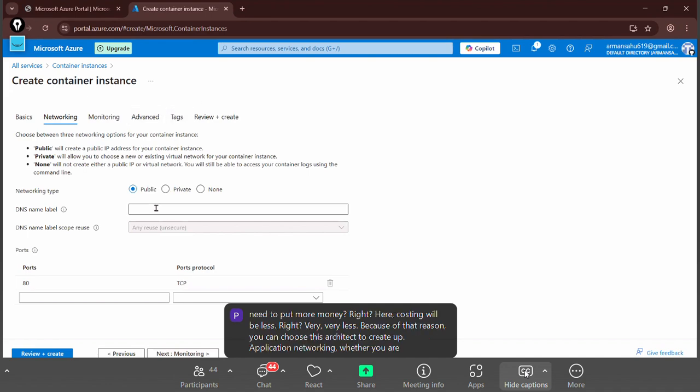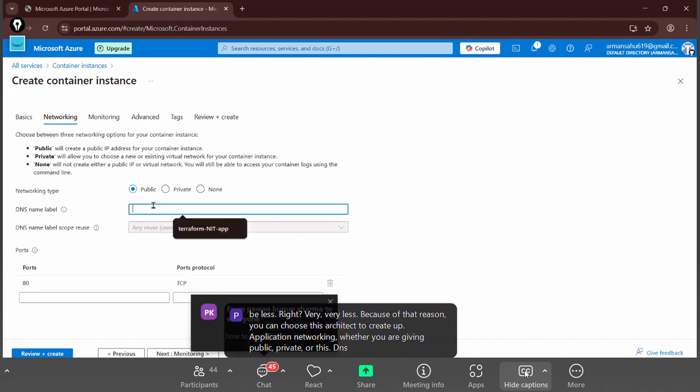Networking, whether you are giving public, private, or this DNS level. What I'm saying, this is my container here.